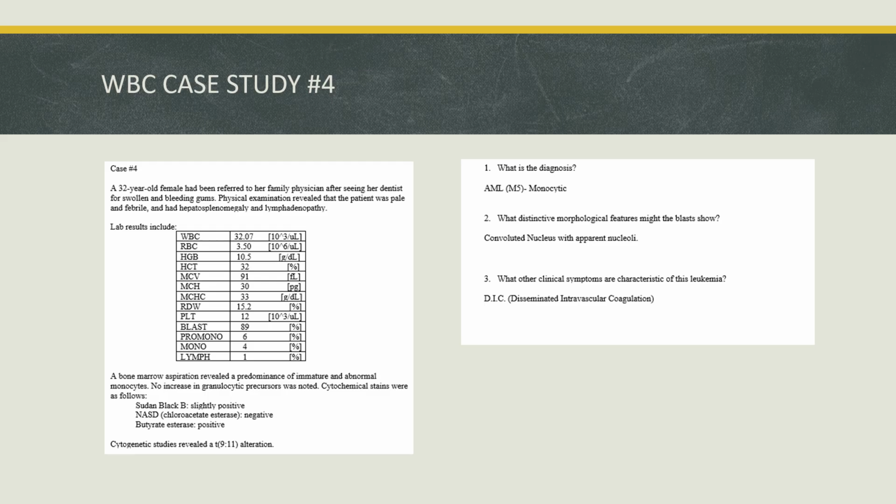So familiarize yourself with each one of those classifications of AML, and take note of which classifications are associated with secondary clinical symptoms or clinical presentation of other kinds of complications like DIC. Because although M5 has a higher incidence of DIC, there is another one, so take note of which others might be associated with DIC.